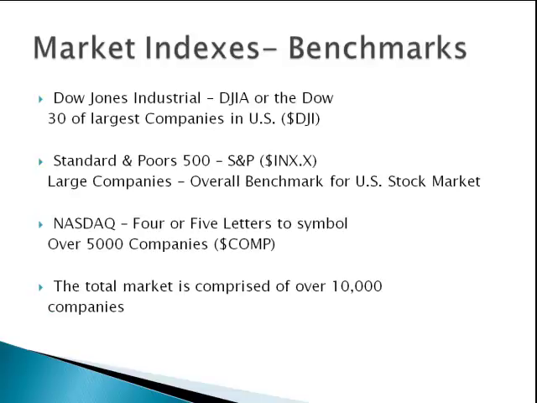Well, first of all, I told you the largest companies are in the Dow Industrial, and there's 30 of them. That's all there is in the Dow Industrial. Then we have the Standard & Poor's 500, and those are considered large companies. Both of these are benchmarks along with the NASDAQ. The NASDAQ is made up of 5,000 companies, and they use 4 or 5 letters. So we know that the Dow Jones uses 1 to 3, and the Standard & Poor's is a mixture. Then the total market is comprised of 10,000 companies.